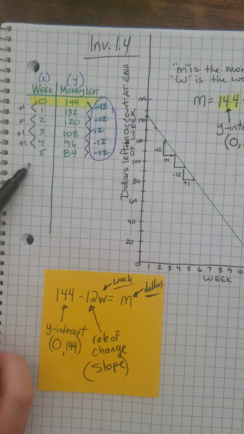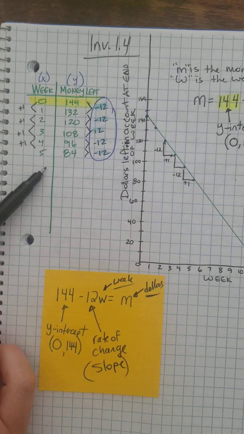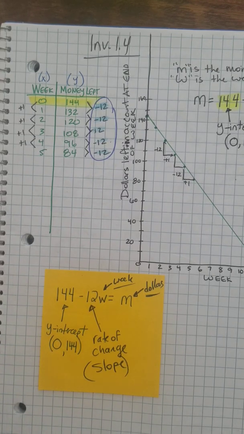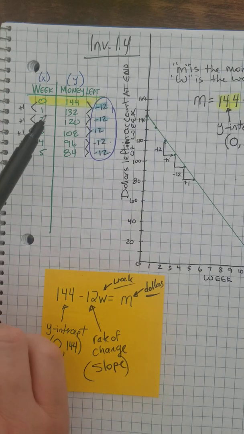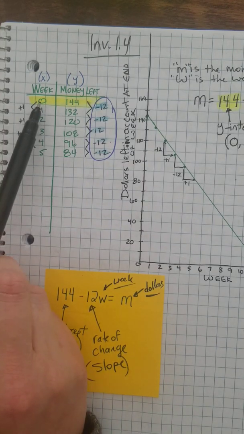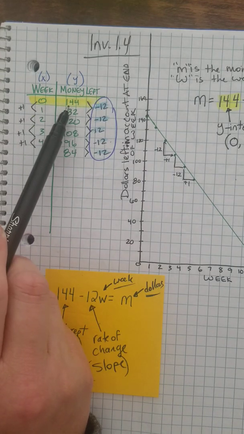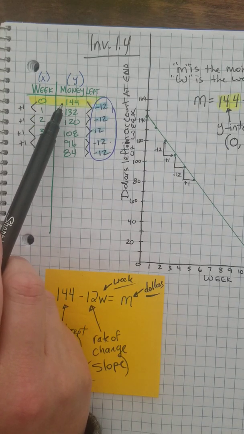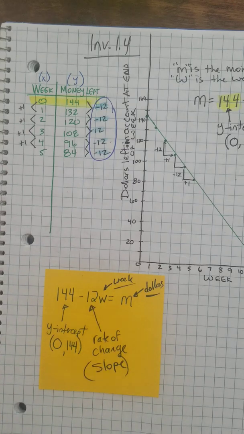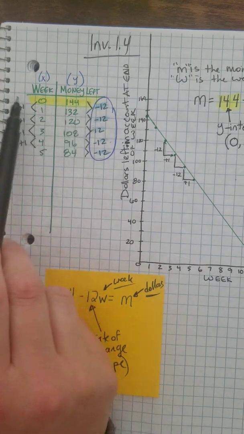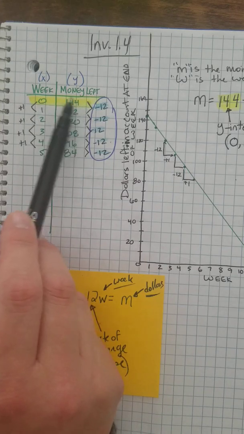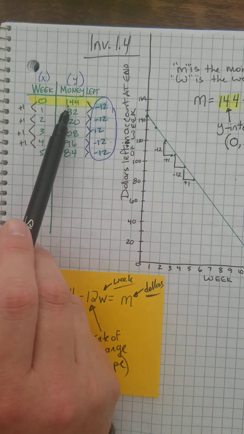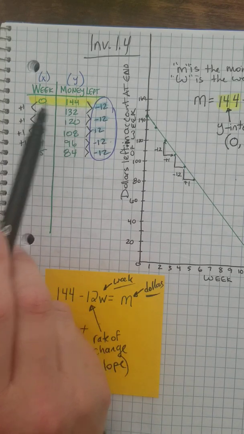So we have a situation here with Mr. Chang's class and money in their account at the end of each week. So we see that at 0 weeks, they have $144. So at the very start, it says for A1, how much money is in the account at the start of the project. Well, we know this is the start of the project because it's 0 weeks, and we know that there's $144 in the bank or in the account at that time.